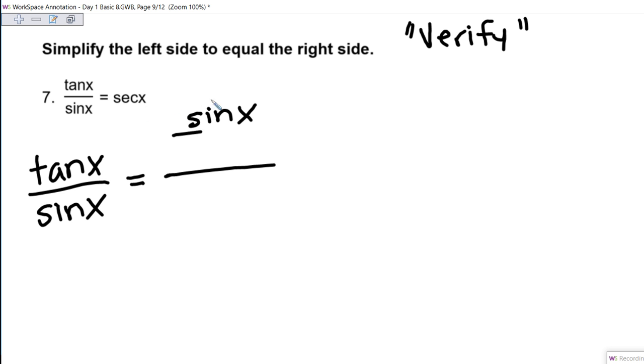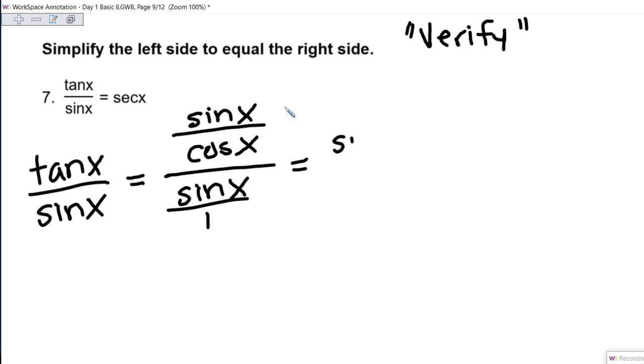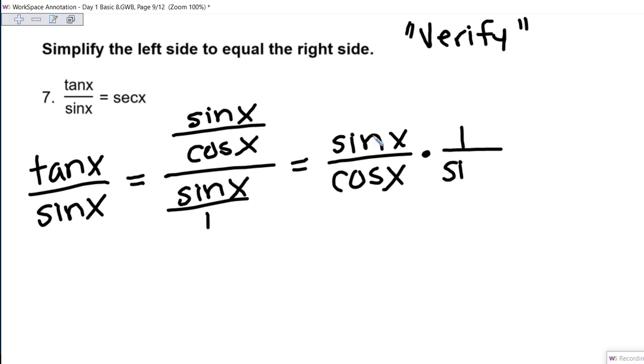Sine of x over cosine of x. Now the denominator is fine. It's already in terms of sine. But I'm going to make this sine of x over 1 just to simplify things a little bit. And how do you divide by a fraction? Multiply by the reciprocal. So the first fraction, the numerator, is sine of x over cosine of x. And when I multiply by the reciprocal, I need to multiply by 1 over sine of x.